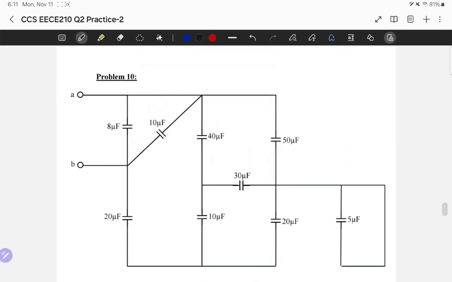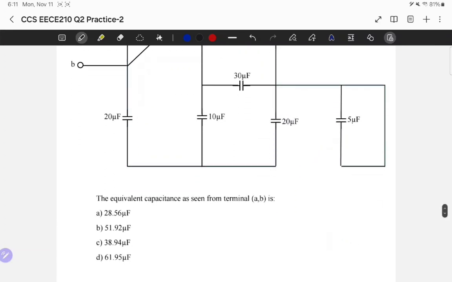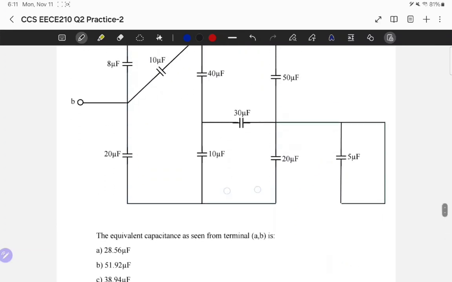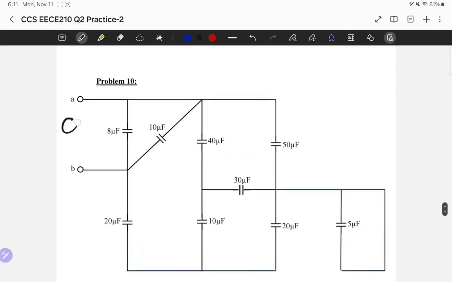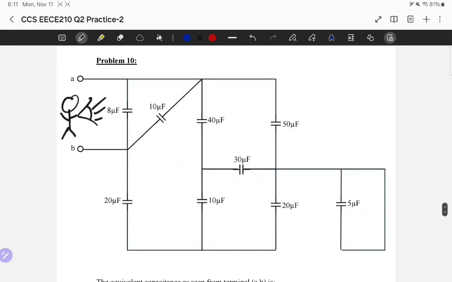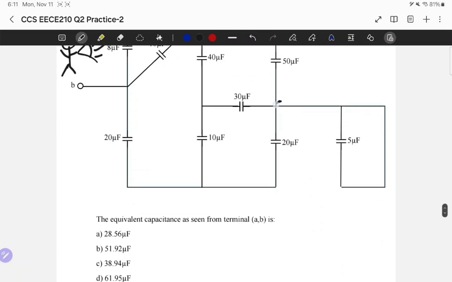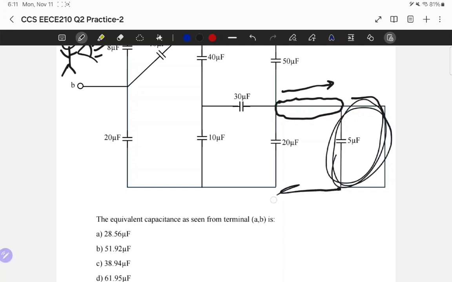Problem 10, capacitors. Problem 10 asks us to find the equivalent capacitance as seen from terminals A and B. So if I were a person in here and I see the capacitance, what would I see from the terminals A and B? Now immediately I see this is a hanging wire, right? Like suppose I give this circuit a current. This current will pass in here and it's gonna circulate like this, but it can never escape. So actually current never comes in here. It's a hanging wire. I have no return.